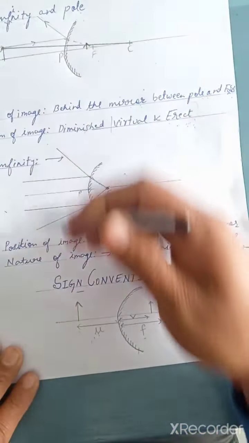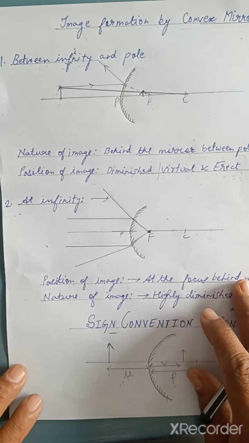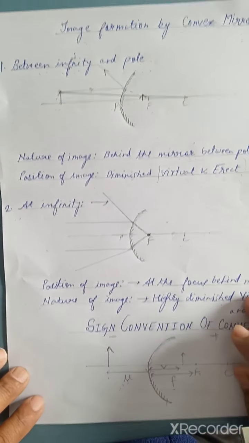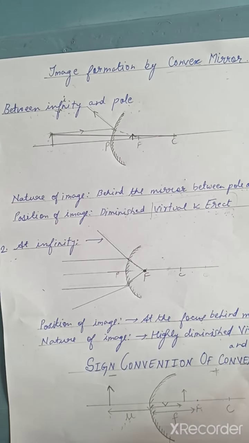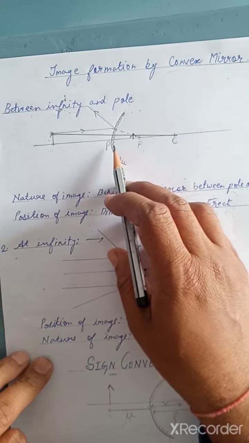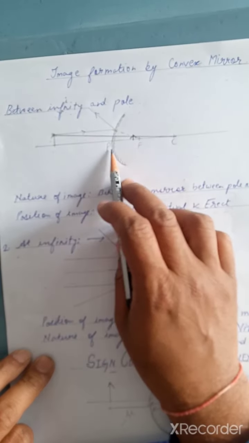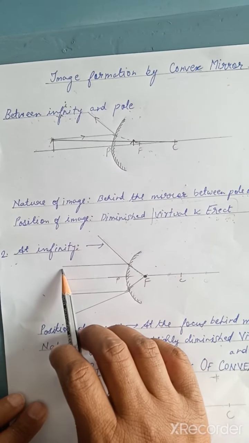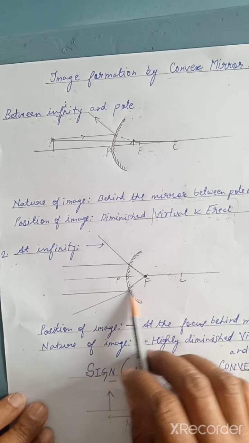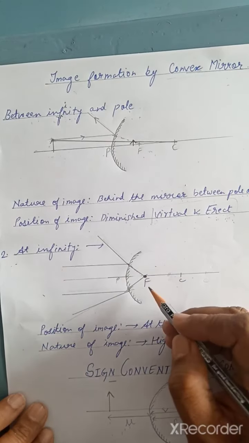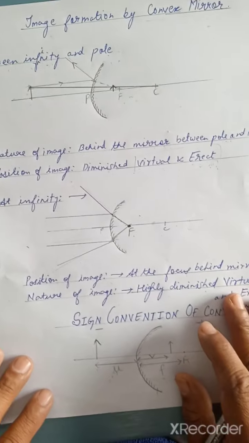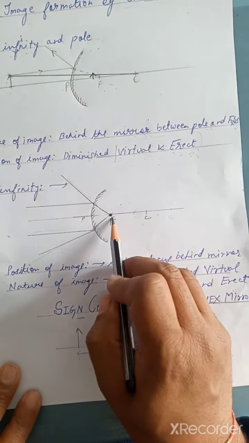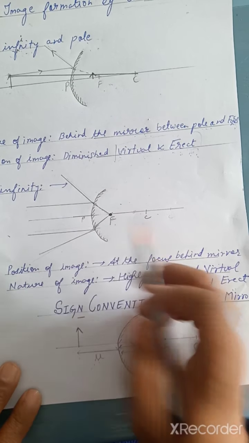So the convex mirror always forms a virtual and erect image, and only 2 conditions are there. What is the first condition? When it is kept between infinity and the pole, the image forms between the pole and the focus behind the mirror. When it is kept at infinity, the rays come from infinity, on striking they diverge, but they appear to meet at the focus. So you have to write down the position of the image at the focus behind the mirror. You can see the image behind the mirror.